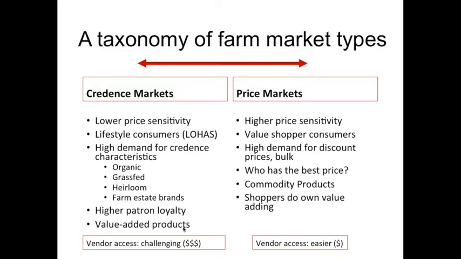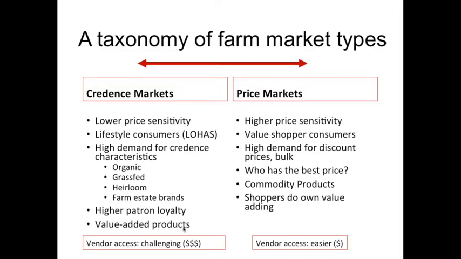That's not the main focus that they're thinking about. They care more about some of these credence attributes. It's this LOHAS, lifestyle of health and sustainability. So they're thinking about the attributes of it, the localness, whether it's organic or sustainably grown or whatever that means. There's a lot of emphasis on value-added products. But to get access to these customers who don't care about spending a little bit more money, frequently the market itself is very expensive and difficult to get into.